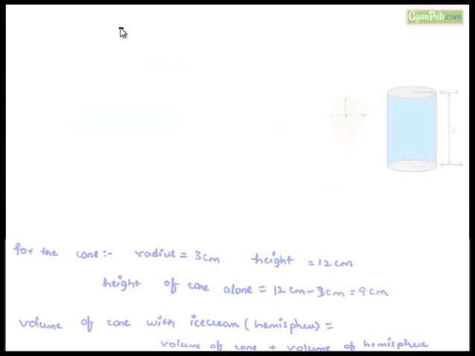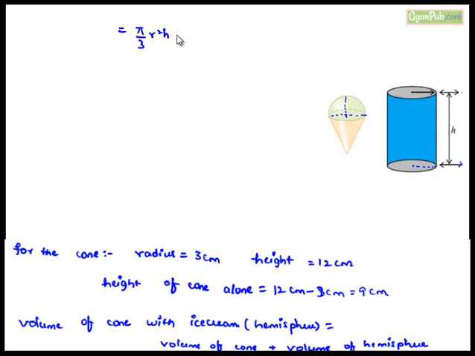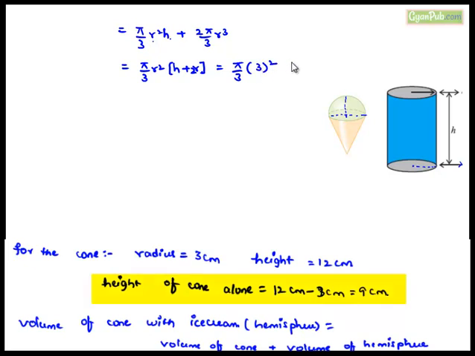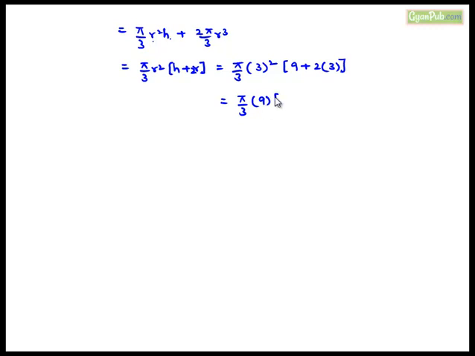that is equal to the volume of the cone, pi by 3 r square h, with the radius and height of the cone, and for the hemisphere the volume is 2 pi by 3 r cube. Here we can take pi by 3 r square common into h plus 2r, that is equal to pi by 3 into, here the radius is 3, so r square is 3 square, into h is 9 plus 2 times r is 2 into 3, which is equal to pi by 3 into 9 into 9 plus 6, that is 15. So here 3 goes in 9 3 times, therefore 15 times 3 is 45 pi centimeter cube.